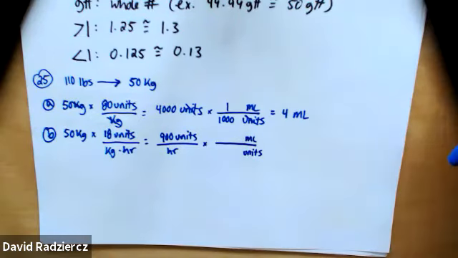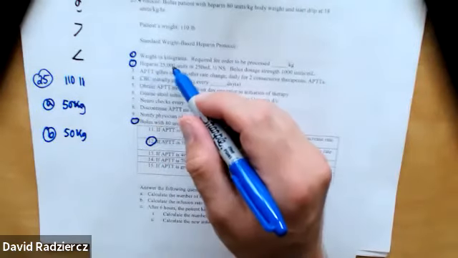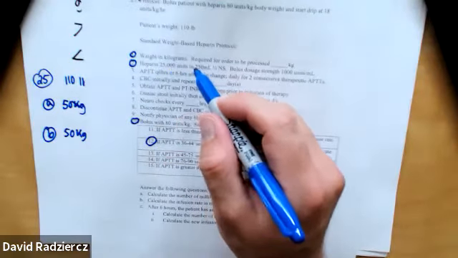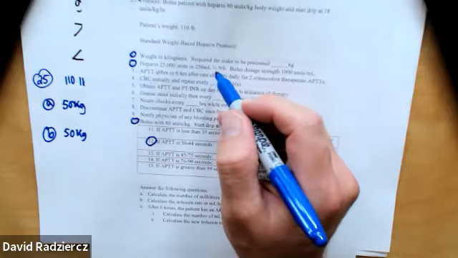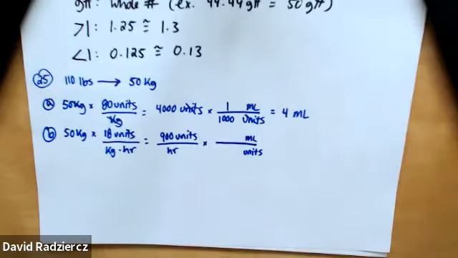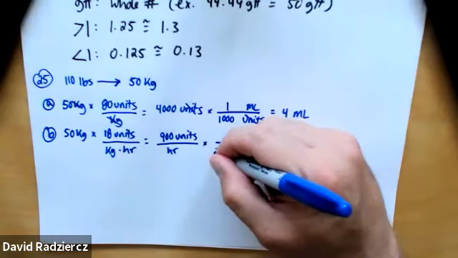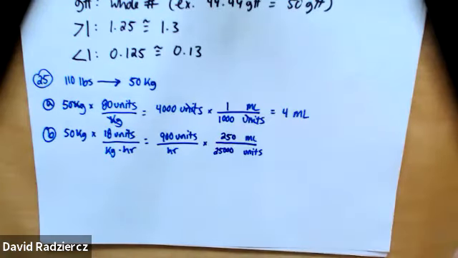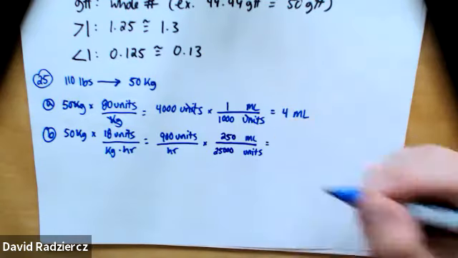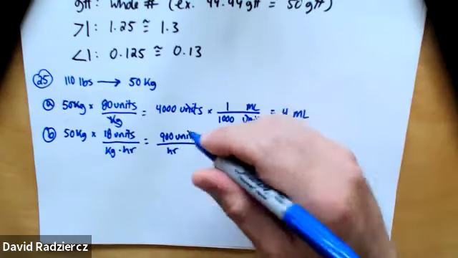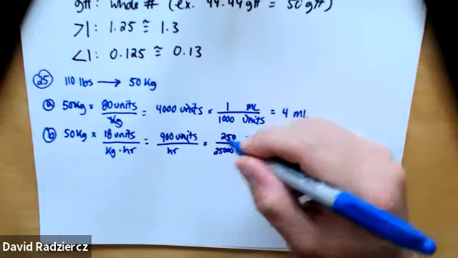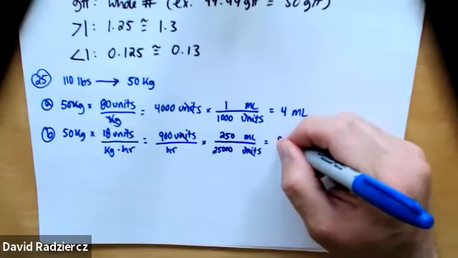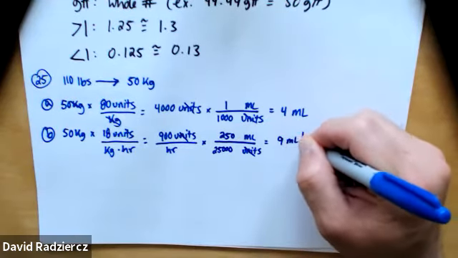In order to find out what that is, looking at our heparin protocol, the heparin protocol in part 2 says 25,000 units, 250 ml, half normal saline. So I'm going to just plug that in here, 25,000 units, 250 ml. And when I do that, cancel out units, I'm left with milliliters per hour, and I get 9 milliliters per hour.